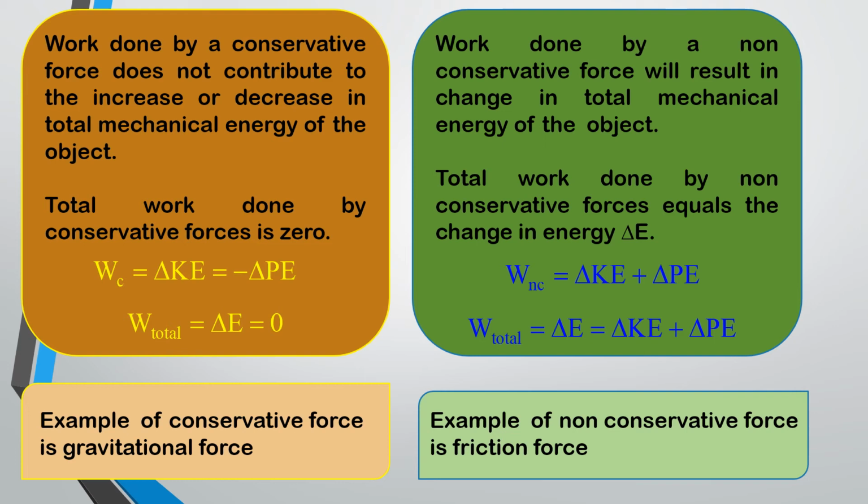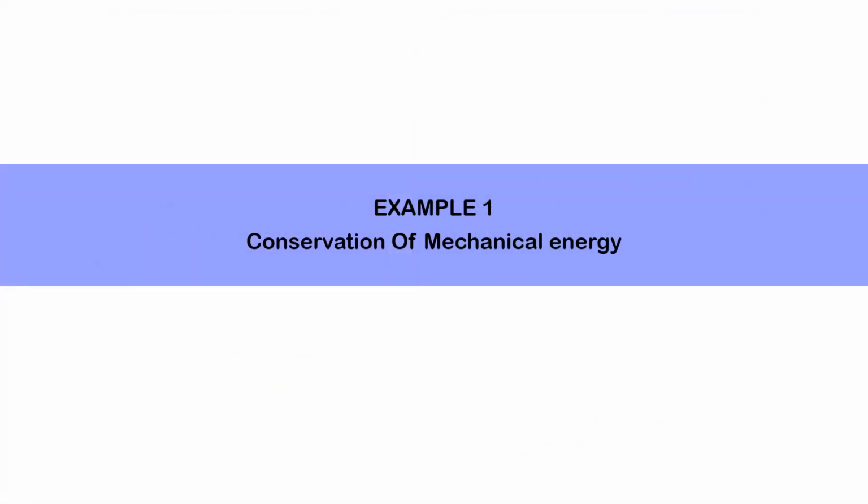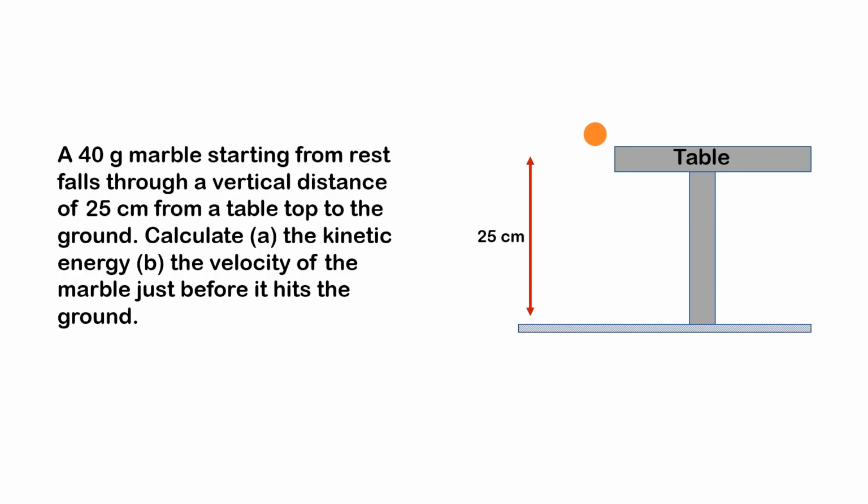Let's look at the following example on conservation of mechanical energy. Example 1, work done by conservative force. A 40-gram marble falls through a vertical distance of 25 centimeters from a tabletop to the ground. Calculate A, the kinetic energy, B, the velocity of the marble just before it hits the ground.